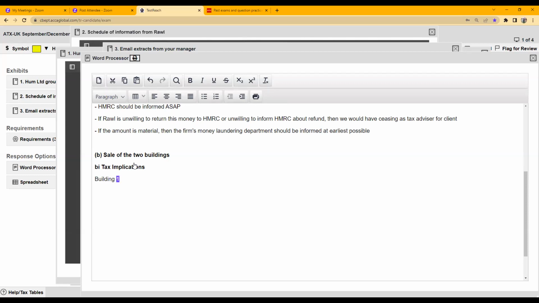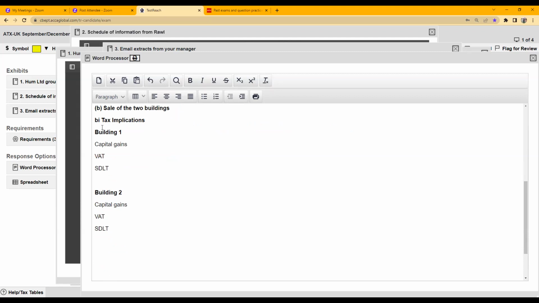Building 1. For building 1, three things to consider: capital gains, VAT, and SDLT. The same things can be copied and pasted for building 2. For building 2, the capital gains, VAT implications, and stamp duty land taxes. So that's a way of answering part B1 on the tax implications on the disposal of two buildings.